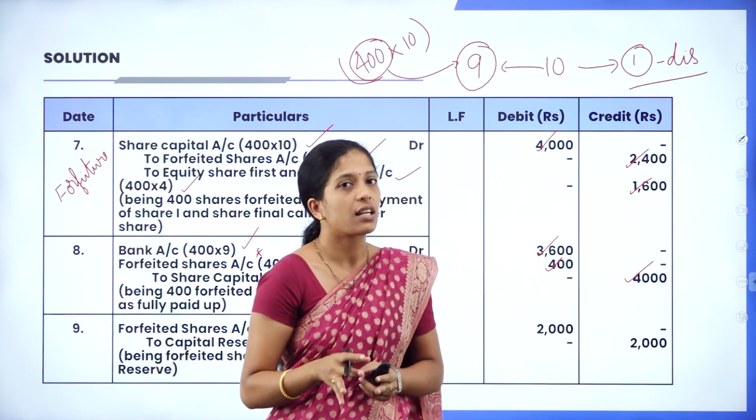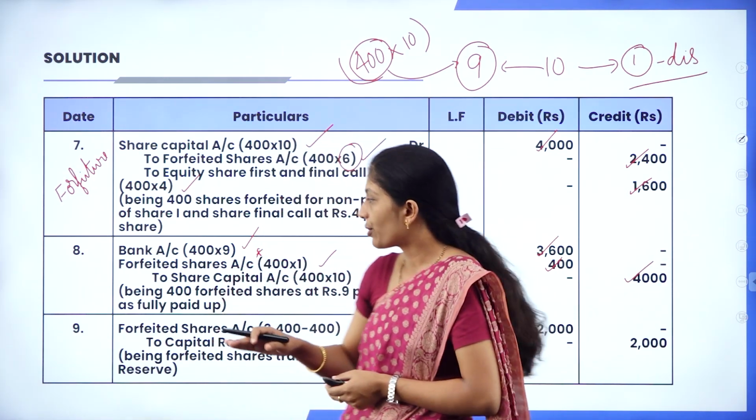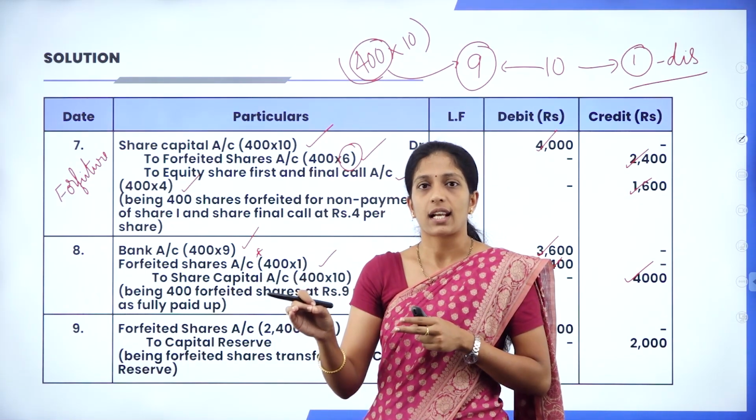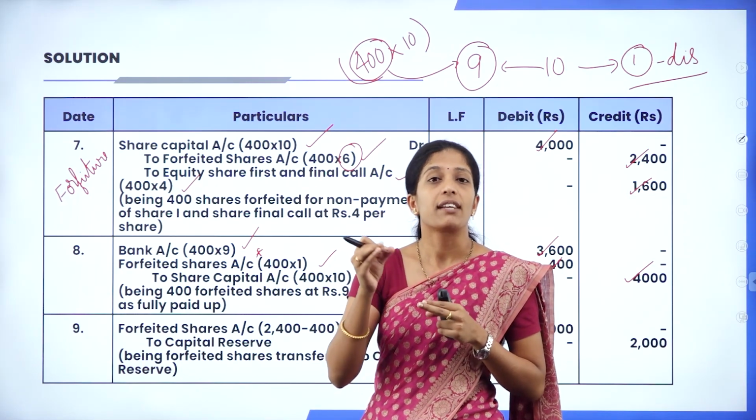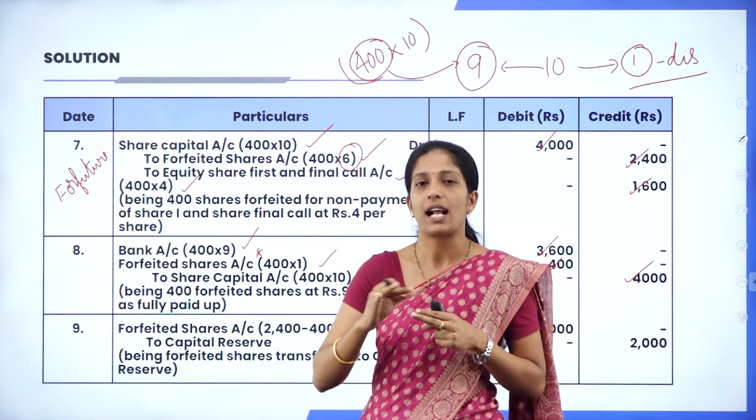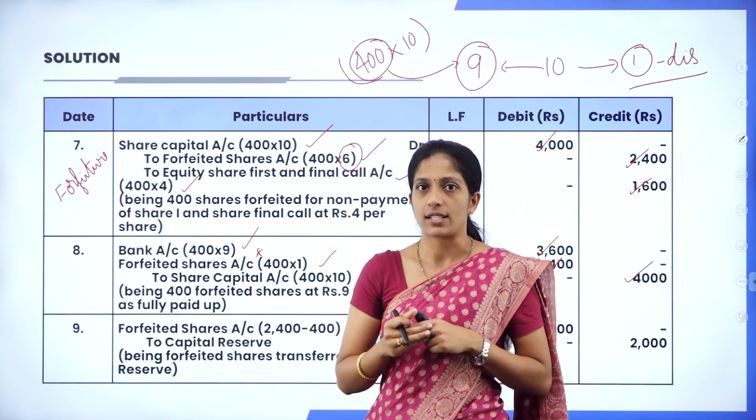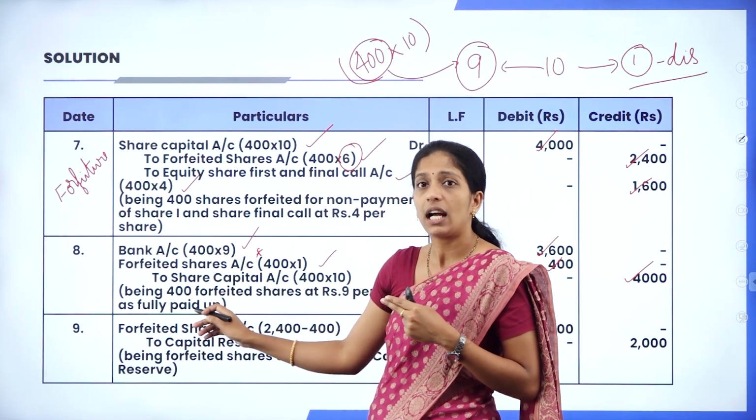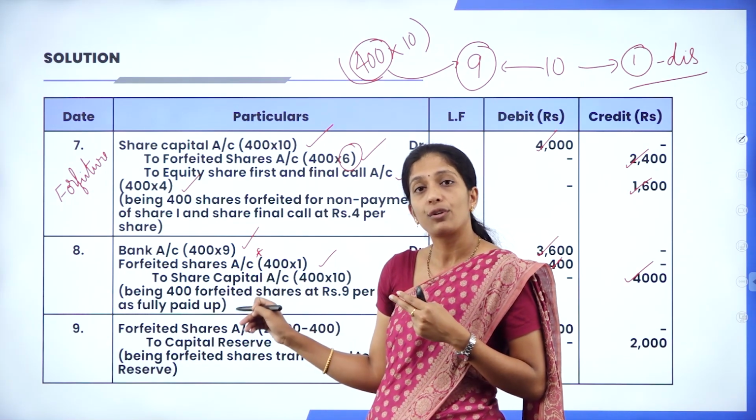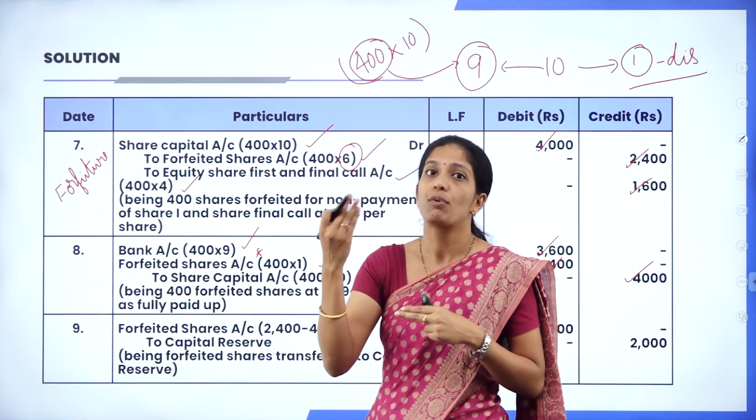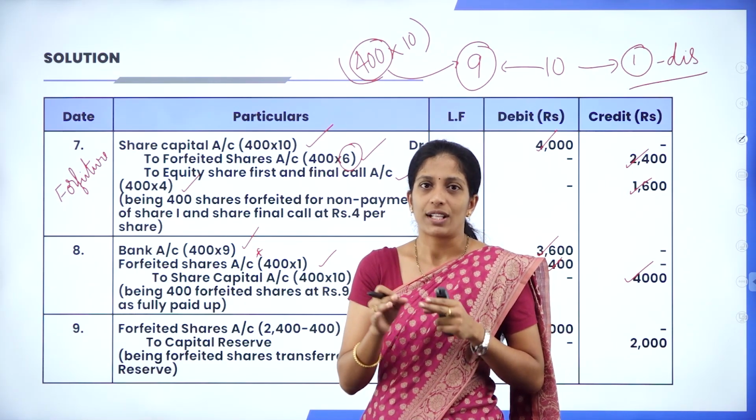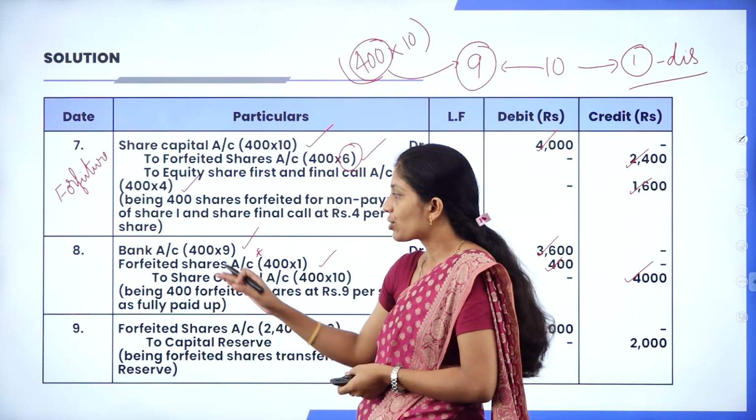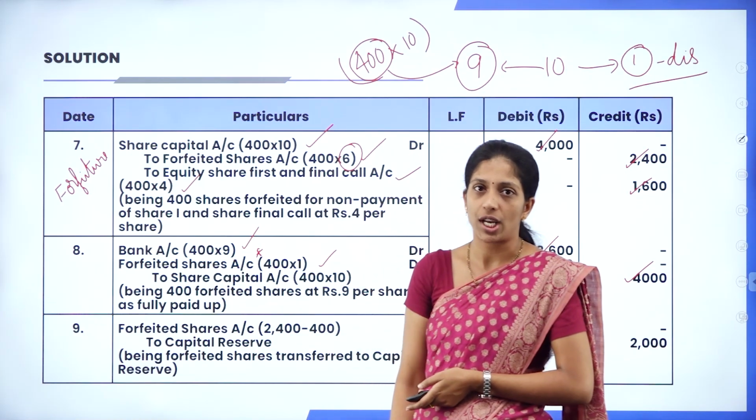Hope you are clear with this entry. So how do you record? Bank account at the price they have reissued. Forfeited shares account at the discount they have given. That discount will be transferred to forfeited shares account. If it is reissued at a premium, then your entry will be bank account debit, to share capital account, to share premium account. If it is more than the face value, then it will be reissued at a premium. Now here in this problem it is a discount, so it will be transferred to forfeited shares account.